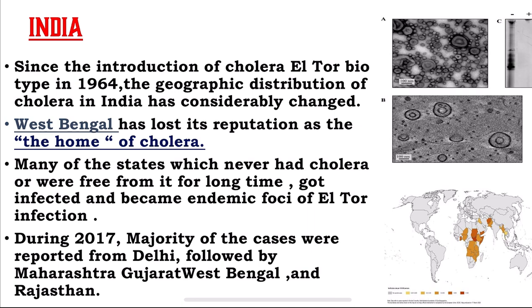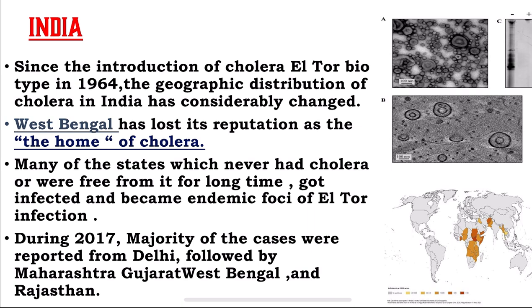Eltor biotype is a particular strain of the bacterium Vibrio cholerae, which is the causative agent of cholera. It is also known as Vibrio cholerae biotype Eltor. You can call it either way. It is a dominant strain in the 7th global cholera pandemic. The introduction of the cholera Eltor biotype was done in 1964.